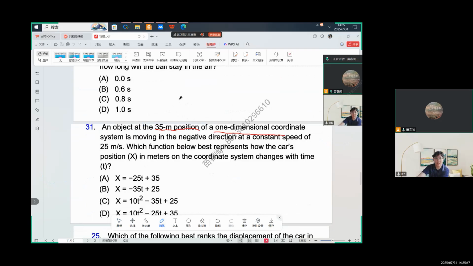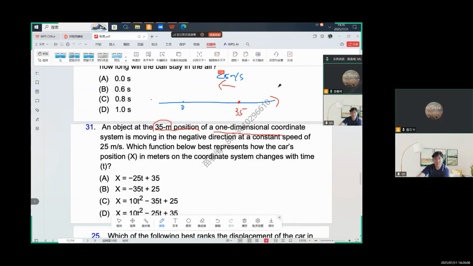So one-dimensional coordinate is just like this. And they said there's a 35 meter, let's say there's a 35, and he starts at this. Now he's in here. It's moving in negative direction, which means toward here, but this is positive direction. Constant speed of 25 meters per second.